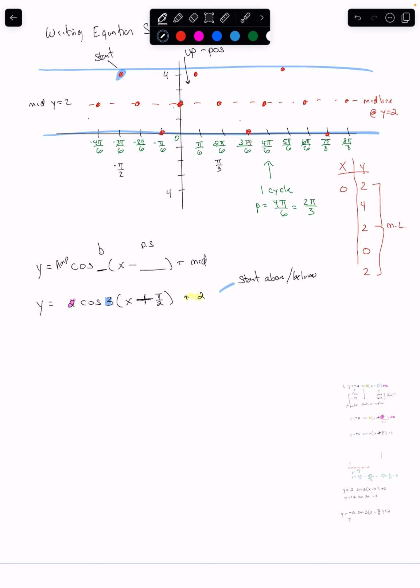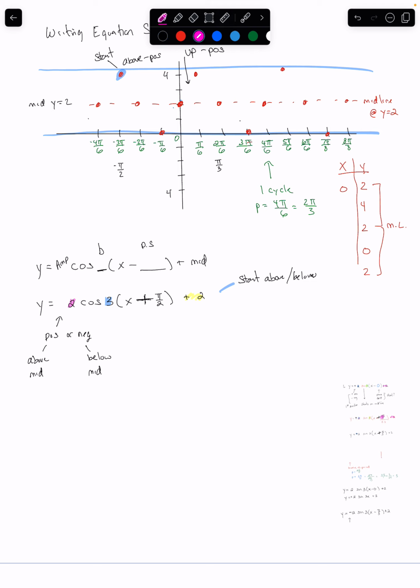Now for cosine, your sign here being positive or negative just depends on whether you start above or below the midline. So if your first coordinate is above the midline, it's positive. If the coordinate you chose starts below the midline, it's negative. So in this case, negative pi over 2, that coordinate is above the midline, so we're above here, which means I'm positive.